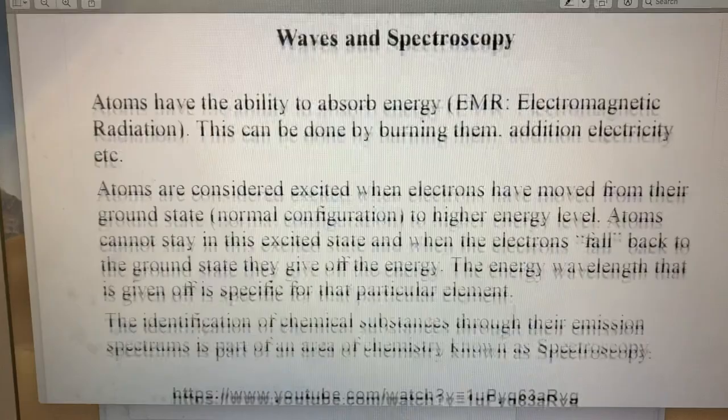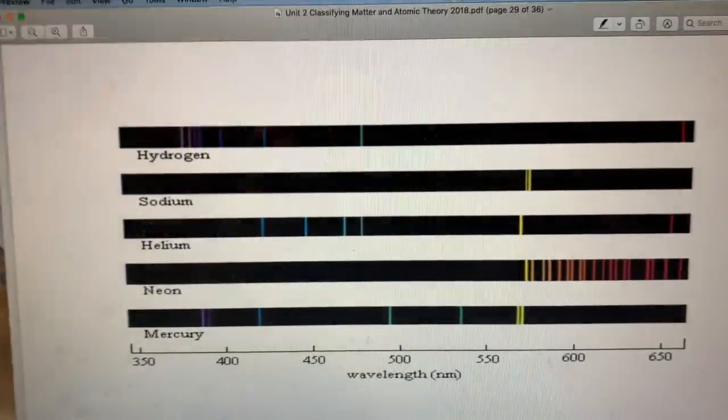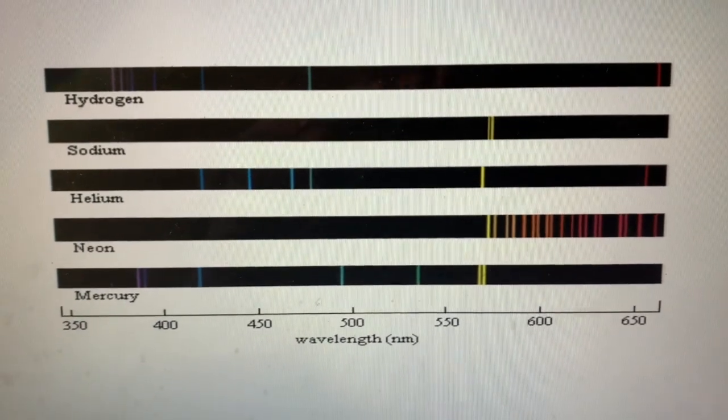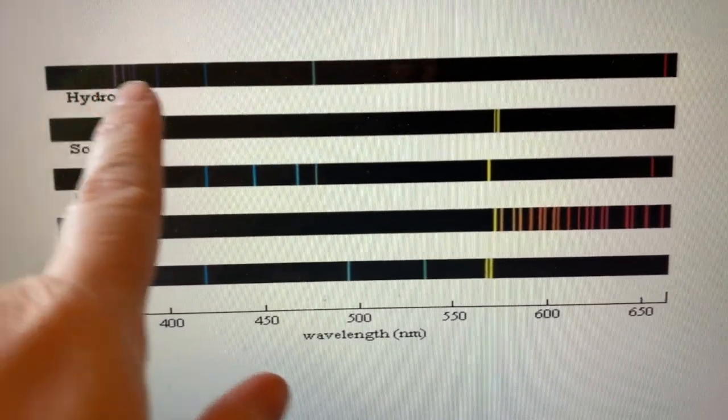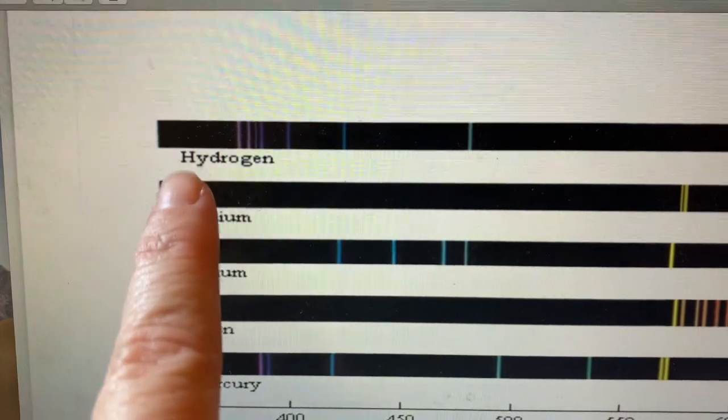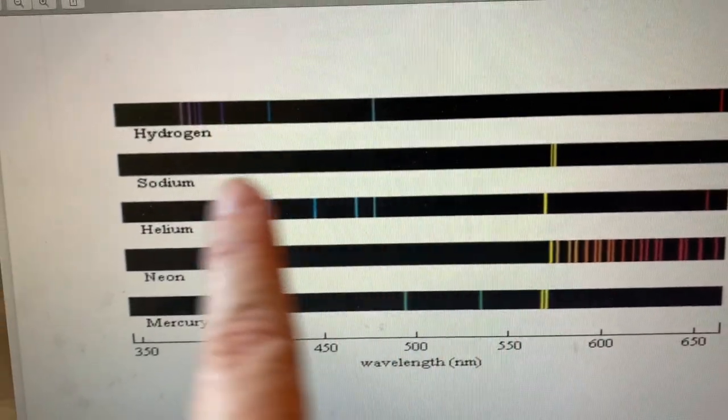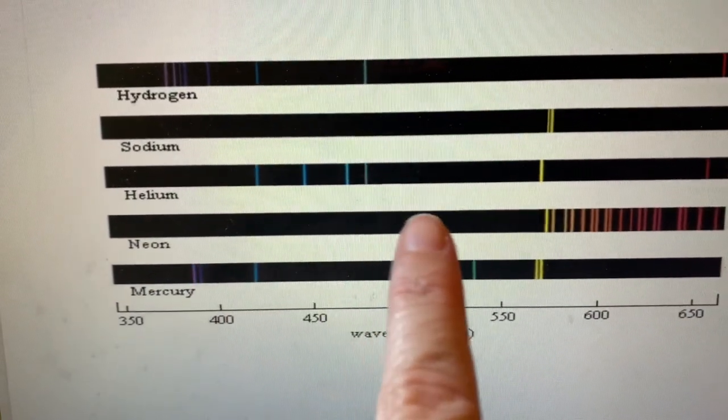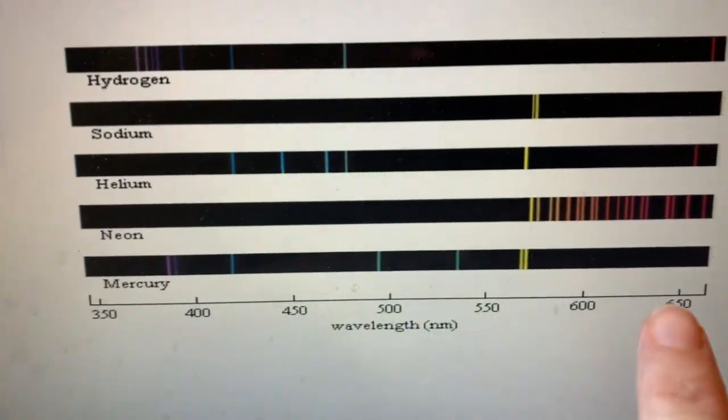All right, let's show just kind of what that's going to look like for you. All right, so here we go. Here are what we call the spectrums for several different elements. Here's hydrogen spectrum. I won't go too close because it'll get blurry. All right, and you can look at these in your textbook too. There's sodium. We have helium, neon, mercury.